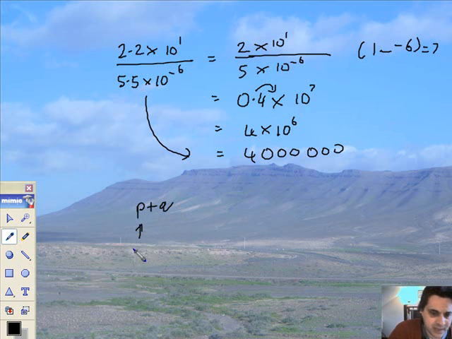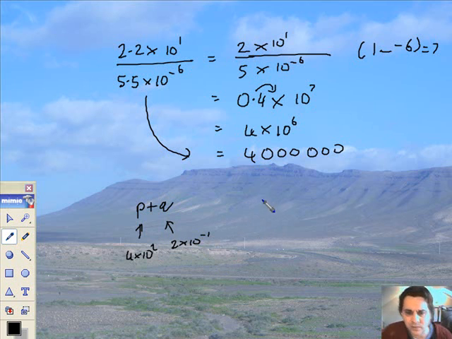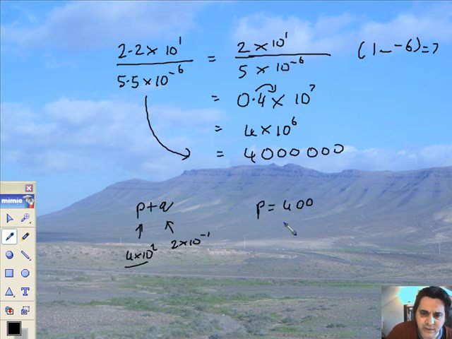I'm told that P is worth 4 times 10 to the power of 2. I'm told that Q has a value of 2 times 10 to the minus 1. I'm going to go for an addition one. So that means P equals that, which is going to be 400, and Q is going to be 2 times 10 to the power of minus 1, in other words 0.2, and I've got to add these little things.